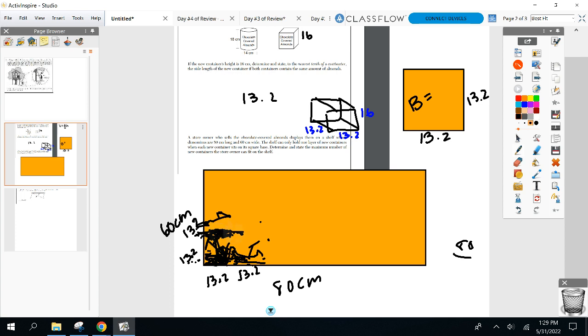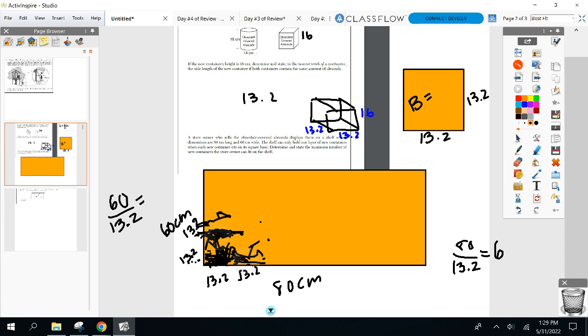80 divided by 13.2. Everyone go ahead in your calcs. 80 divided by 13.2. And it's asking me for the minimum amount. So what's the minimum amount I can go this way? 6 cans going that way. And then what about stacking them behind? 60 divided by 13.2. How many can I stack behind?